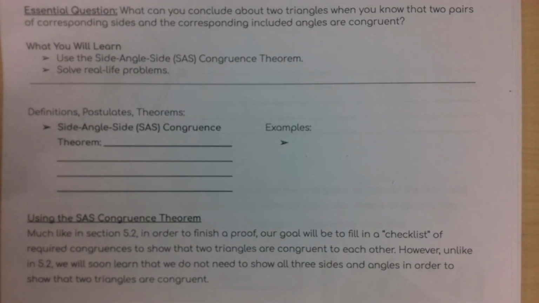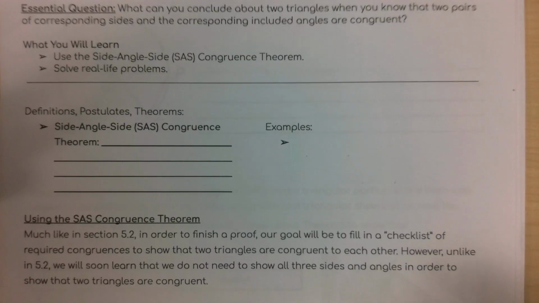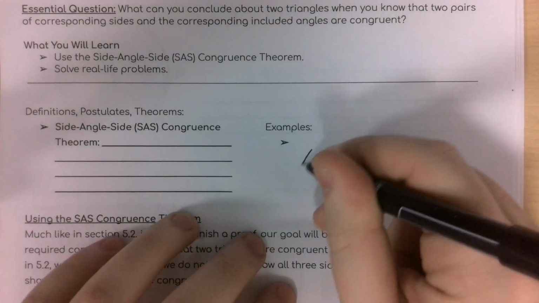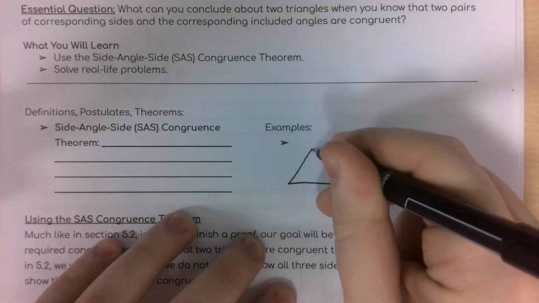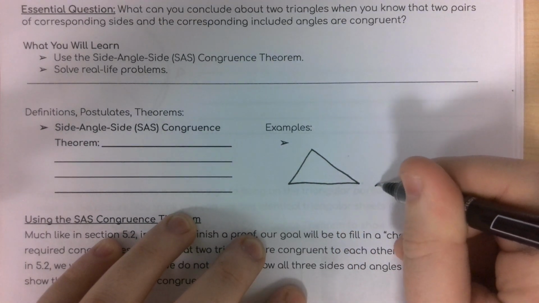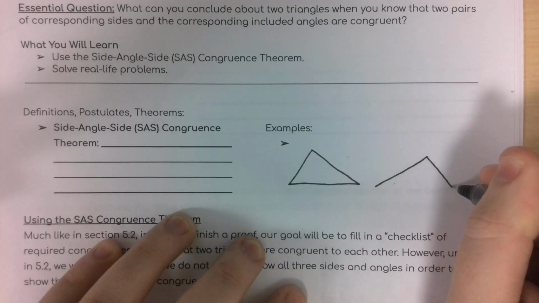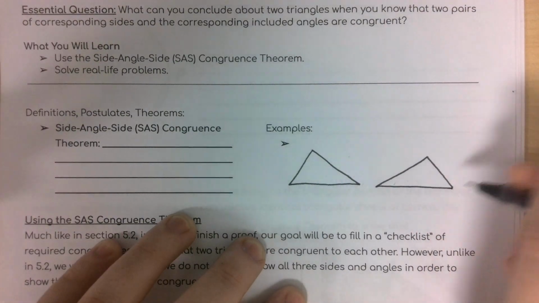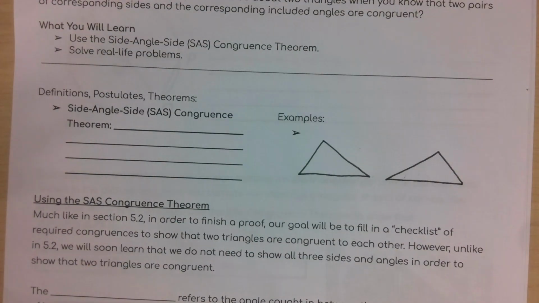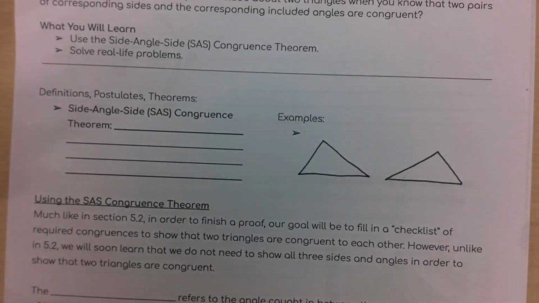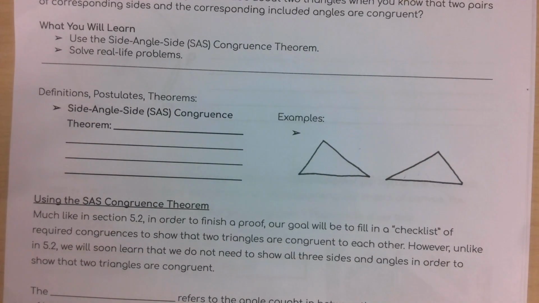Let's say for a moment that I have two triangles. Let's say that one of these triangles looks like this, and the other one looks like this. They look like they could be congruent, but in the past, in order to prove they're congruent, we would need to show that all the sides and all the angles are the same. What we're going to be learning today is that we don't actually need all that information. We can shrink down our checklist.